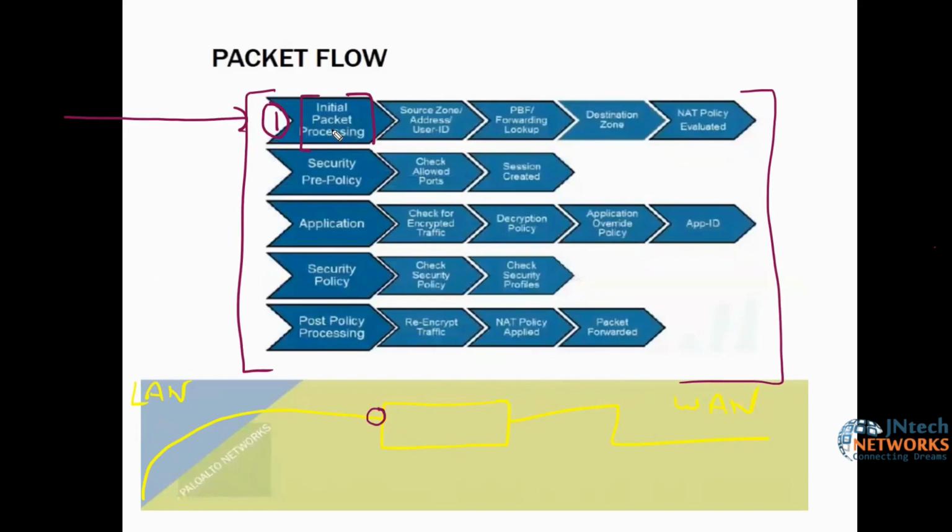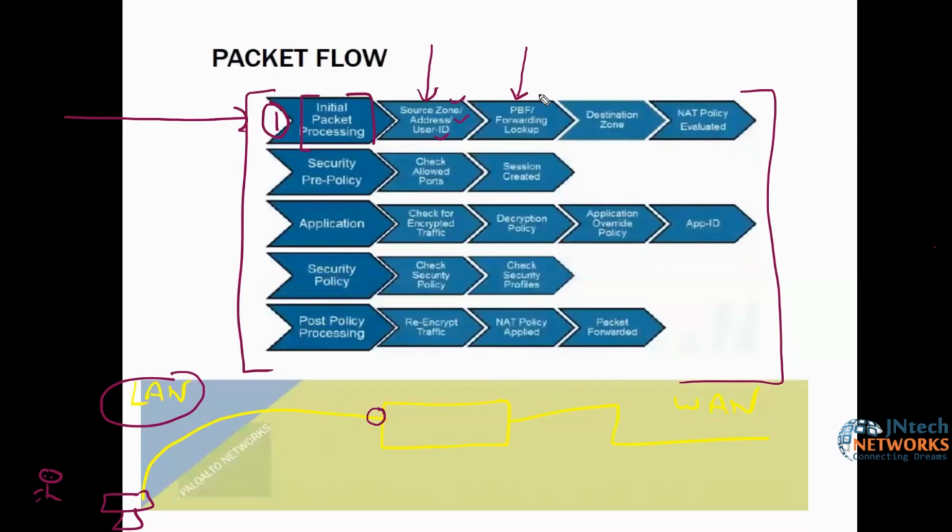In initial packet processing, it will first check which source zone the traffic is coming from, or which source address or source user. So the Palo Alto firewall will check which zone the traffic is coming from, which source address, and with which user account.